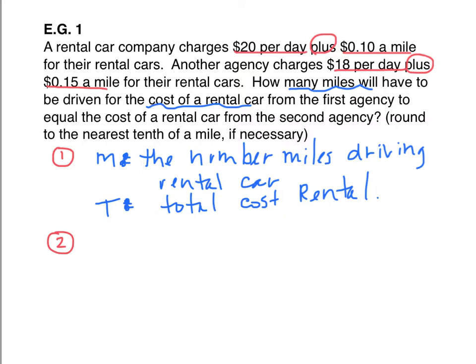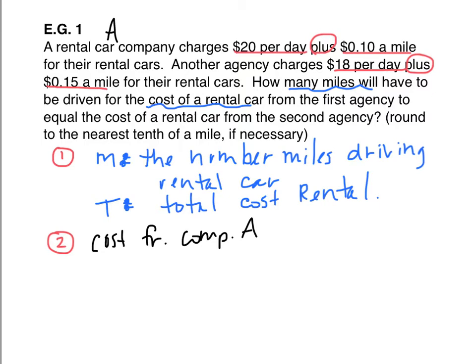So we have to think what goes together to mean something. Going back to the first sentence, a rental car company charges $20 per day plus 10 cents a mile. Mile will be my m, and this whole thing is all about the cost from this car company. So I'm going to call that company A. This first equation is the cost from company A. That's not a variable, I'm just giving that company a name.